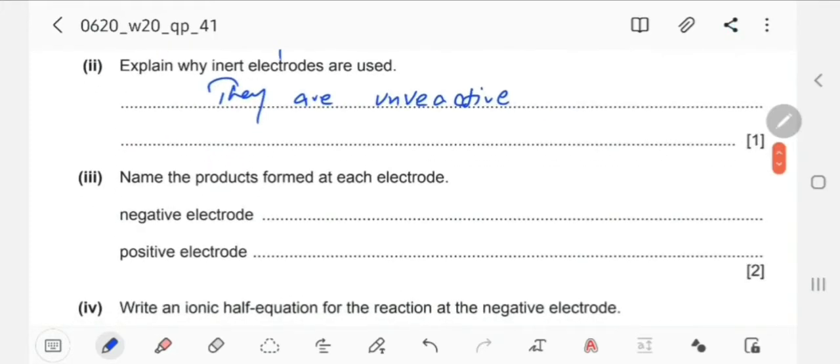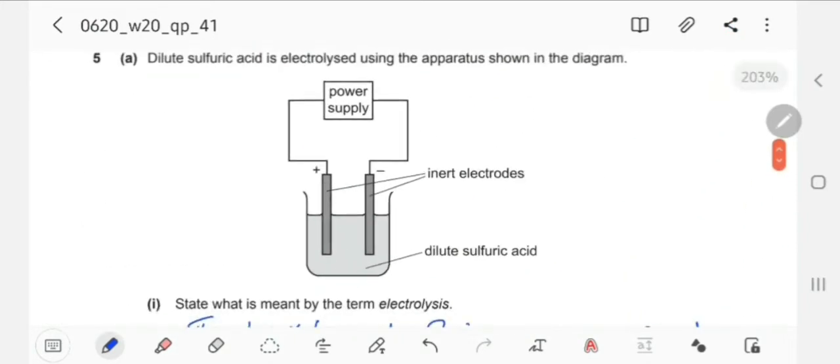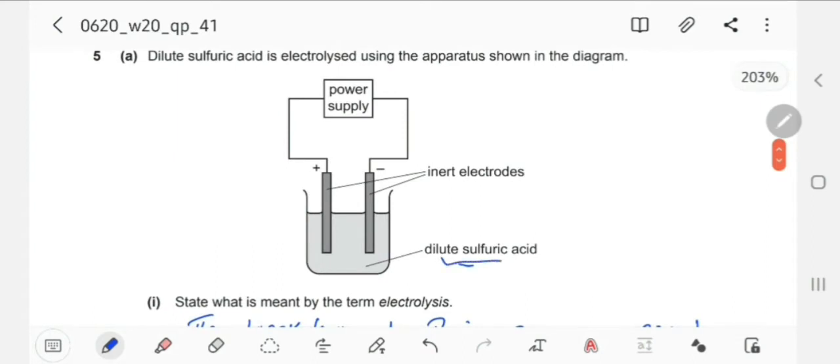Okay, name the products at each electrode. It's about dilute sulfuric acid, which is H2SO4. So it contains H+ ions and SO4 2- ions.